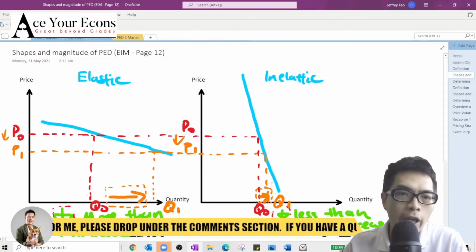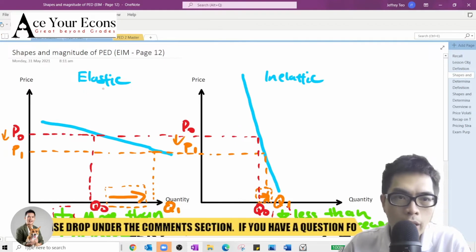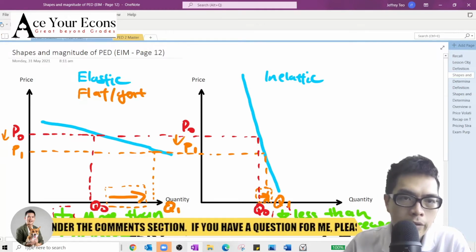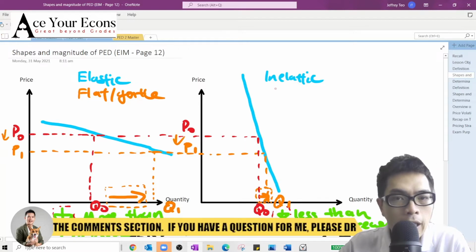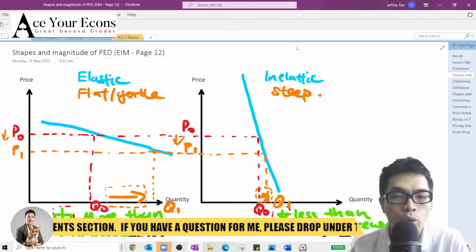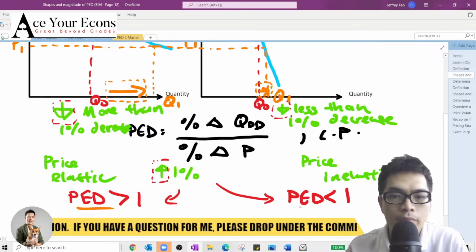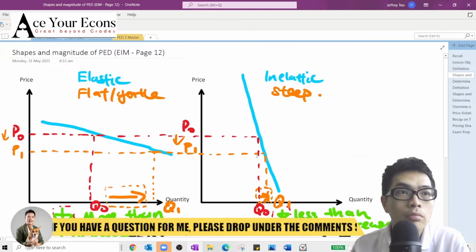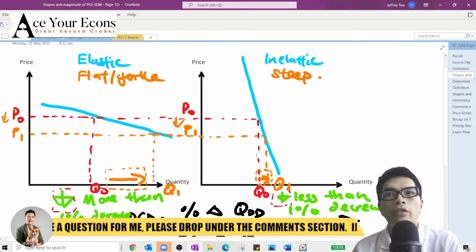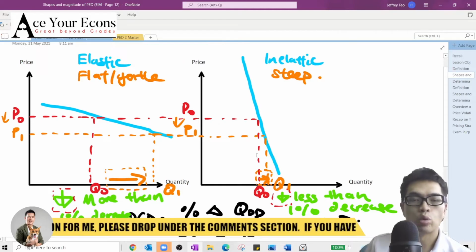So in a nutshell, I want you all to note that for elastic, we are looking at a flat, gentle demand curve. For inelastic, we are looking at a steep demand curve. So these two must automatically come to you. And the magnitude as well. Clear so far? So if you have any questions for me, please type it out. If not, I'm going to move on to what affects your PED value.